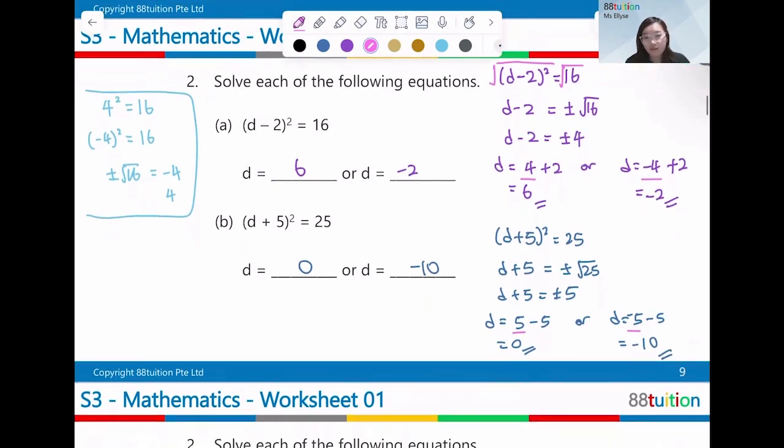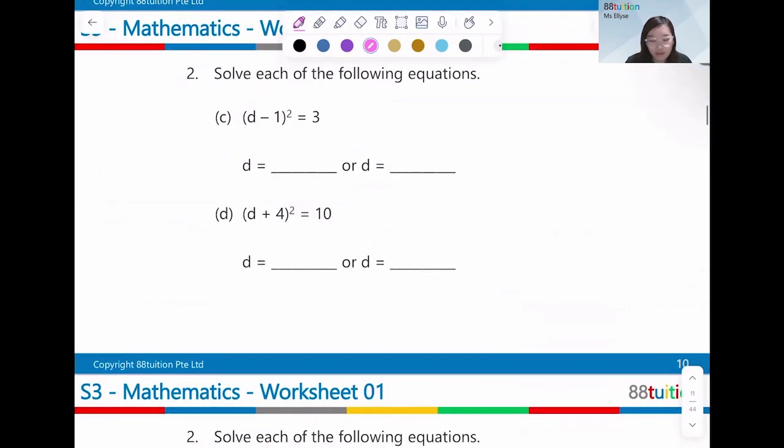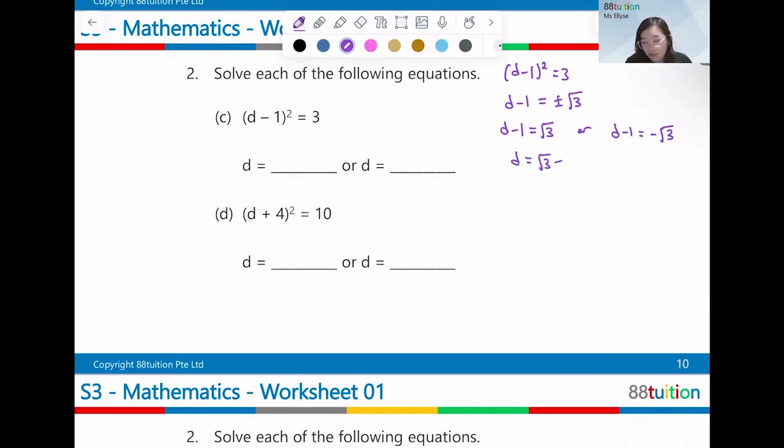Okay, moving on. So for part C, same thing. Even though you see that 3 is not a square number, you can just square root both sides first. So as you square root, you have a plus minus square root 3. So no worries, just go ahead and you have d -1 equal to square root 3, or d -1 equal to a negative square root 3. Even though it's not a nice number, you can still solve them. So it will become square root 3 plus 1, then this is a minus square root 3 plus 1.